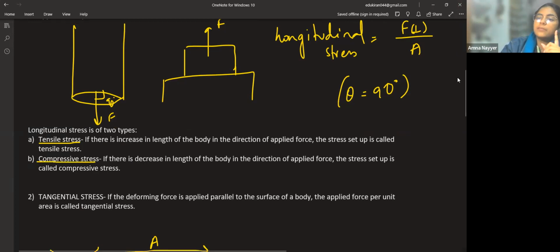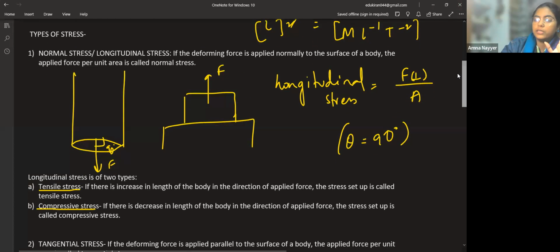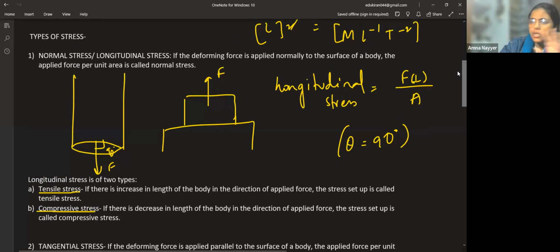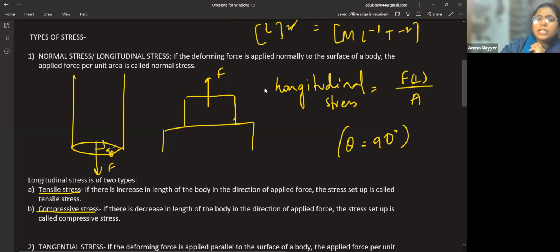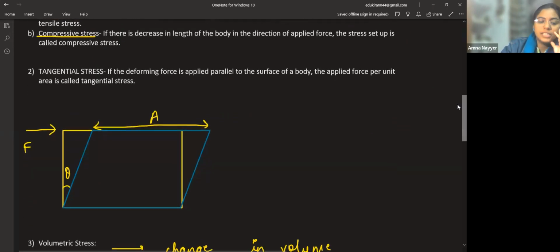So this is the first type of stress, which is known as the longitudinal stress. This is clear? The longitudinal stress is basically when the force is applied normally. This is clear? Yes or no? Yes, ma'am. Okay. Next, we have tangential stress.